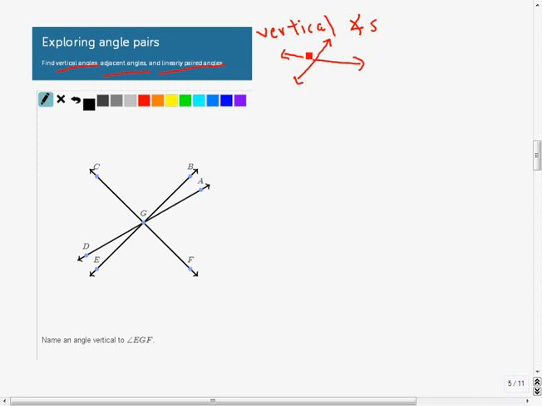Vertical angles are located across the X from one another. So this angle is a vertical angle with this angle. This angle is a vertical angle with this angle. We know that vertical angles are congruent. And again, they're across the X when two lines intersect.